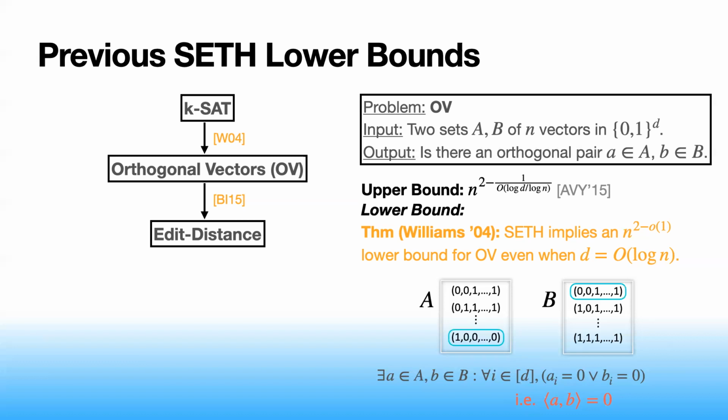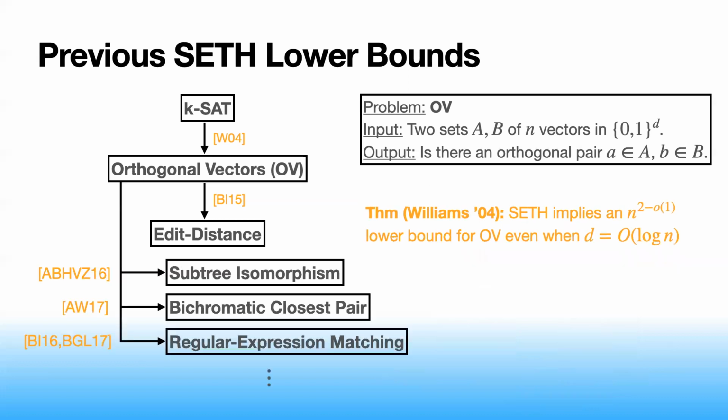It's easy to solve this problem in n squared times d time by checking all the pairs, and a reduction from k-SAT shows that this is essentially the best possible, assuming SETH. Backurs and Indyk reduce OV to edit distance to prove their n squared lower bound. And there are many hardness results that are proved in this way. Here, I'm only listing a few of them that will serve to highlight our results. The subtree isomorphism problem, the closest pair problem, and regular expression matching.